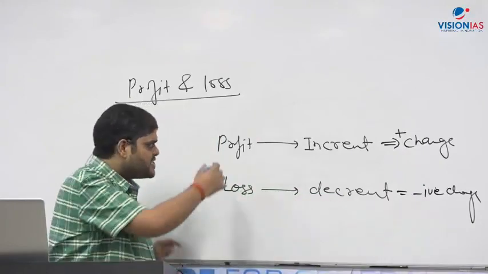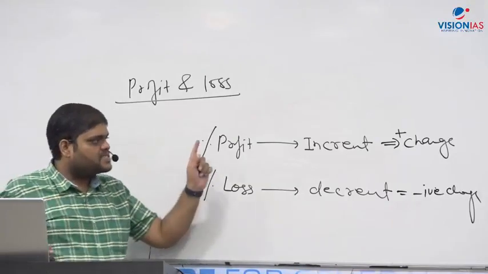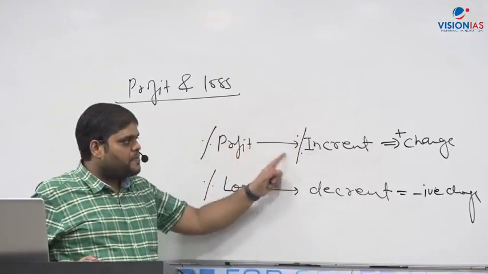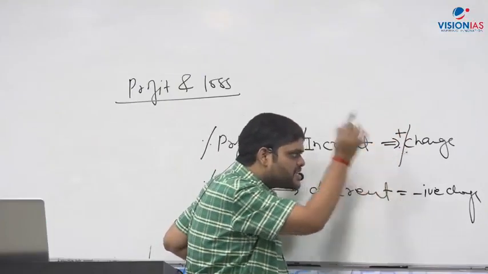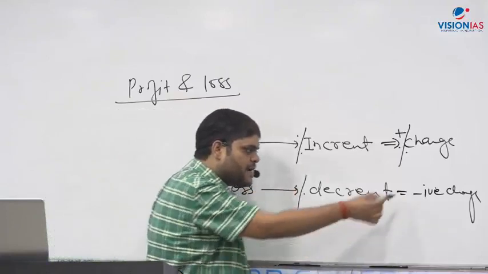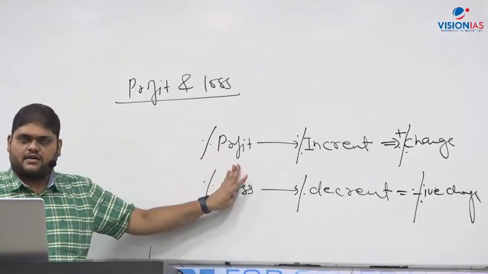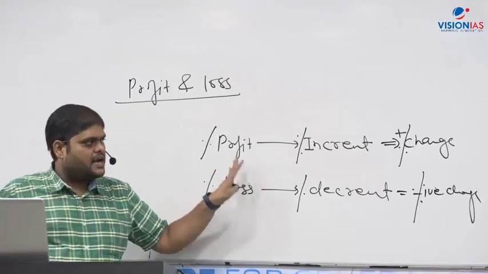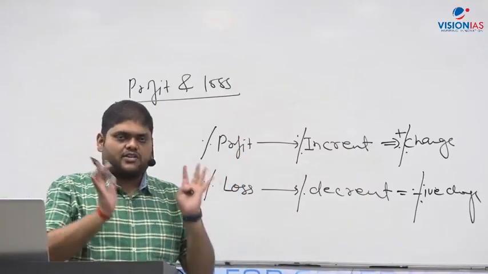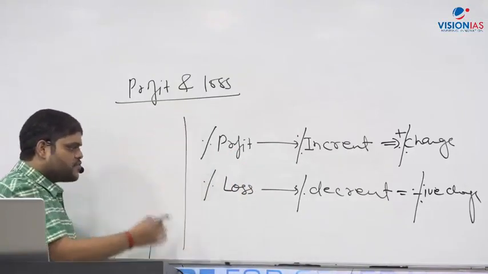Now come to the percentage of profit or percentage of loss. When I say percentage of profit, that means percentage of increment. When I say percentage of increment, that means percentage of change. When I say percent of loss, that means percent of decrement and percent of change. Do I need to teach here anything? No, I don't need to teach anything, because already we have done so many things on the percent of change and percent of profit, or percent of increment and percent of decrement. Till now it won't be required.